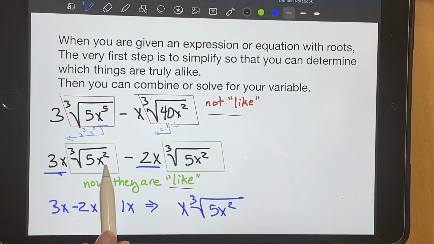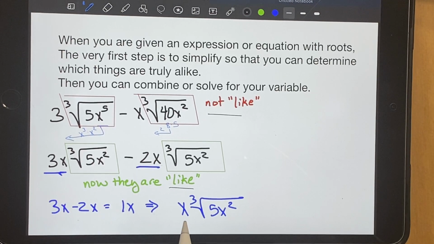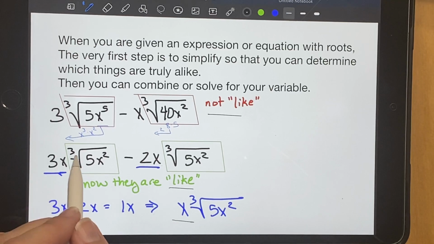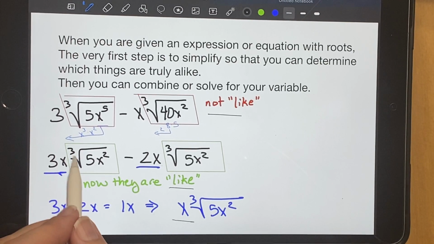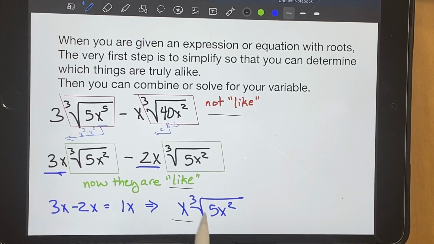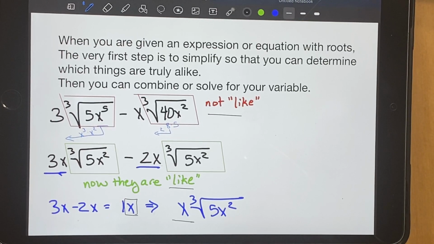And since they are like, we can do 3x minus 2x, which leaves us with 1x. And then our entire like family stays the same. Cube root of 5x squared, cube root of 5x squared. Remember, we are just replacing our variable with our entire family. So always be sure to look at it and say, it doesn't look like I can do anything. Oh, can I simplify?